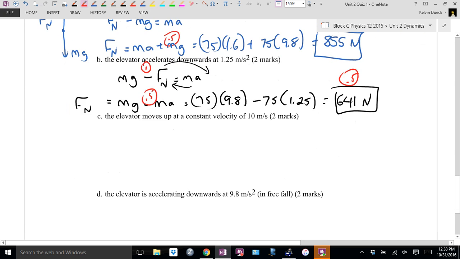C. Moving up at a constant velocity, what's the normal force? If you're moving up at a constant velocity, what's your acceleration? Really, this is telling me that a equals 0. We're moving up, so I might be tempted to let gravity be the winner and normal force be the loser, but it's going to be equal to 0 because m times 0 is 0.